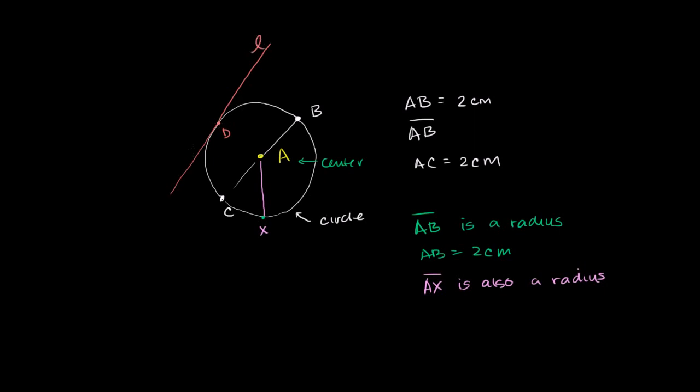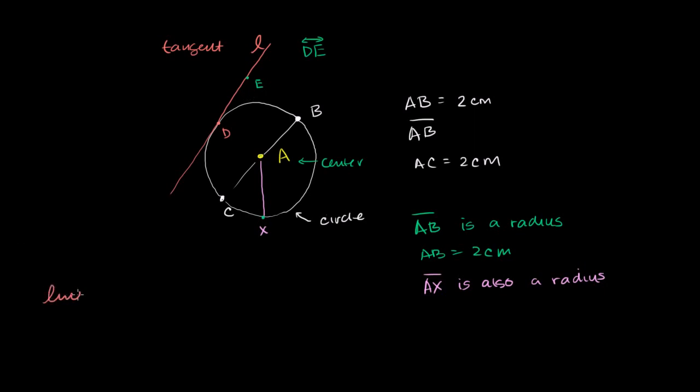So sometimes you'll see lines specified by some of the points on them. For example, if I had another point right over here called E, we could call this line DE, or we could just put a little script letter L here and say this is line L. But this line that only has one point in common with our circle, we call a tangent line. So line L is tangent to the circle.